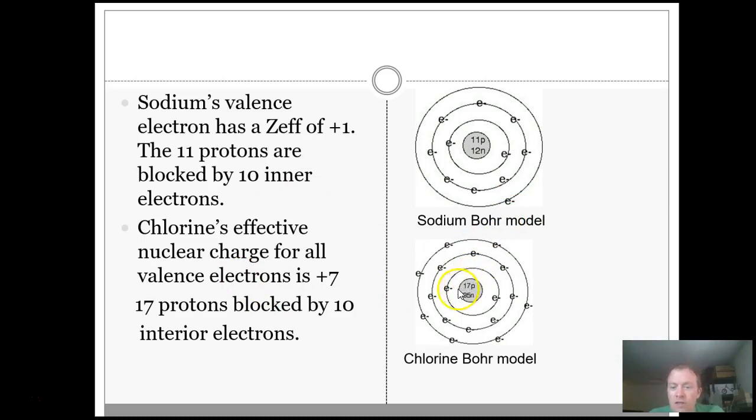Chlorine, on the other hand, has 17 protons, so its nuclear charge is +17. Again, when we're thinking about what these electrons experience, we're thinking about them as a whole. In between these electrons and the nucleus is 10 electrons worth of shielding. So +17, and these 10 electrons cancel out 10 of that, which leaves +7 remaining. 17 protons blocked by 10 interior electrons. The outer electrons are all feeling a +7 effective nuclear charge.